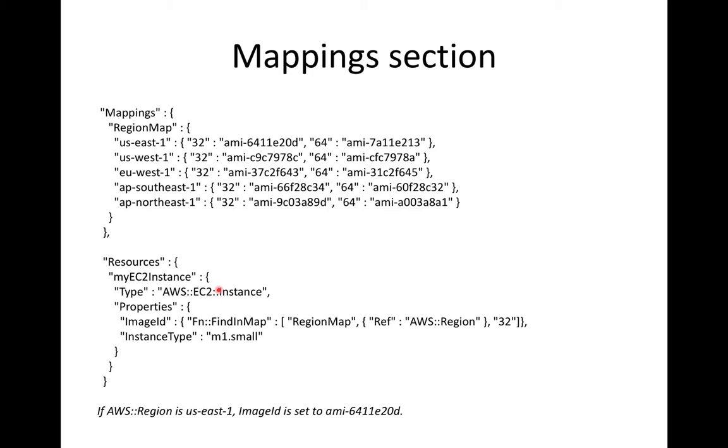So you have to track all these different AMIs, and you can use the mapping section to generate a map, and then use the find in map function to map the proper value to a resource property. So very, very useful function and very useful section.